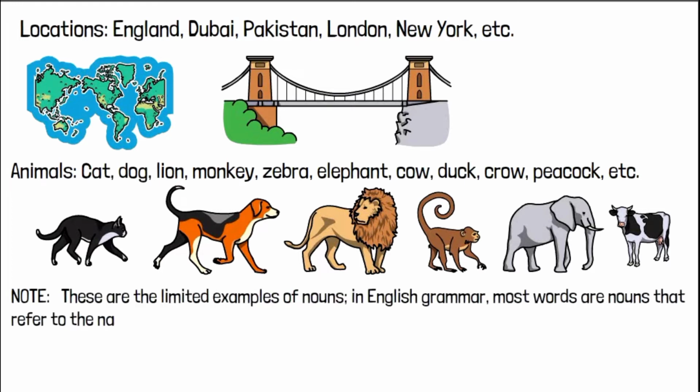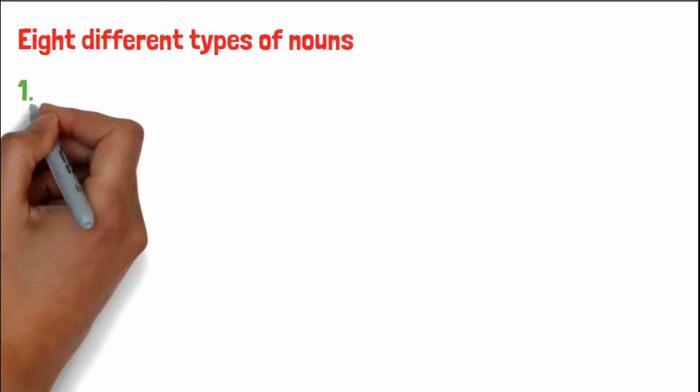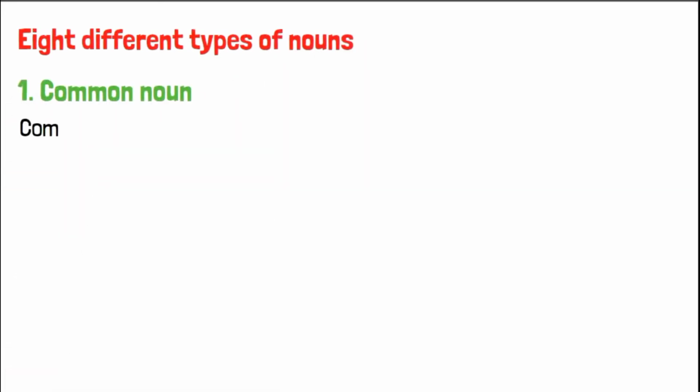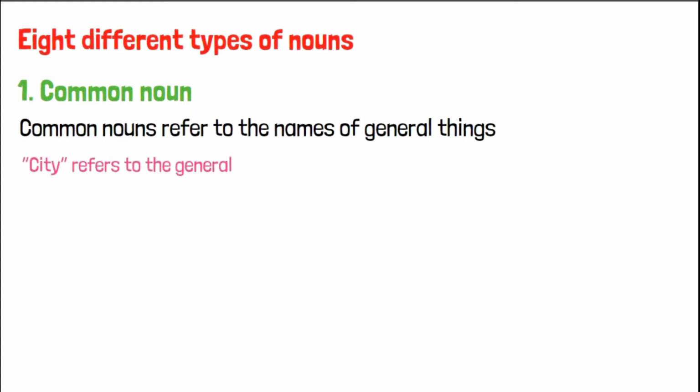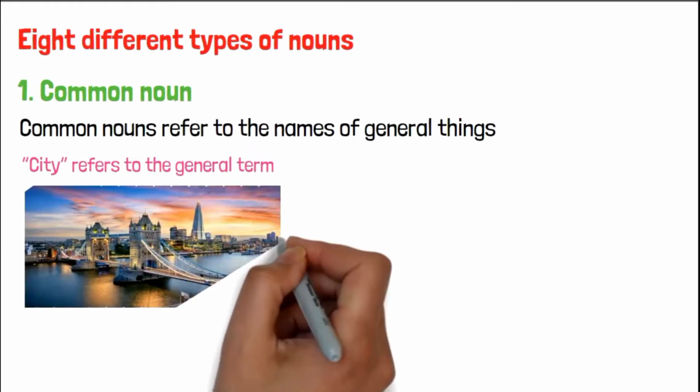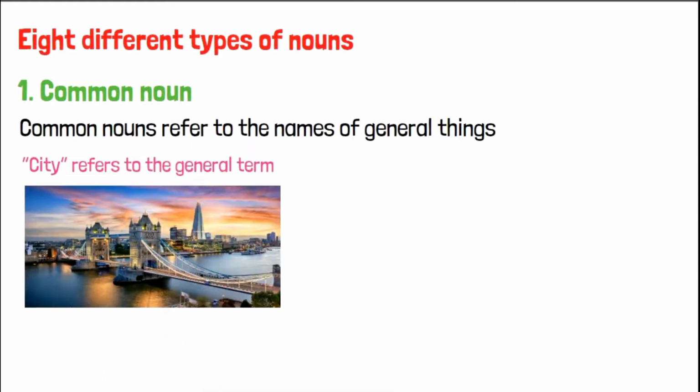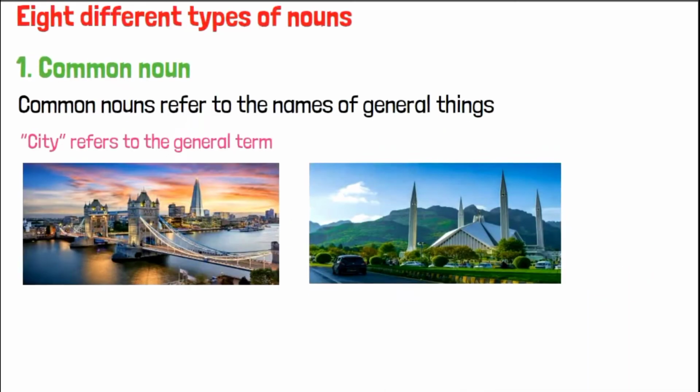In English grammar, most words are nouns that refer to the names of things. There are 8 different types of nouns. Number 1, common noun. It refers to the names of general things, not the specific names of persons, places, things, or locations. For instance, the noun city refers to the general term. It can be any city in the world, like Islamabad, London, Istanbul, Mumbai, Dubai.